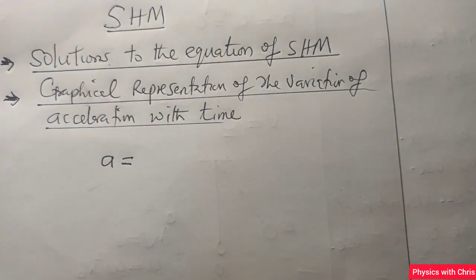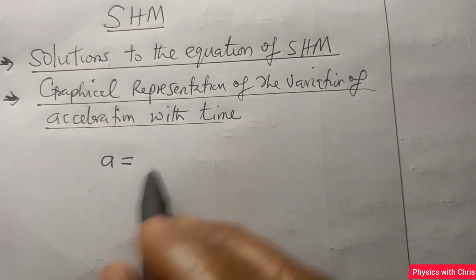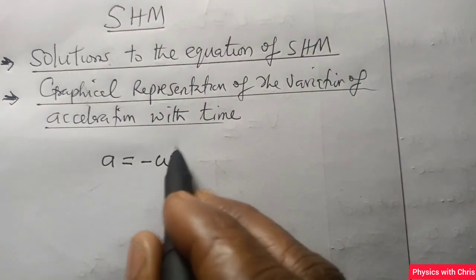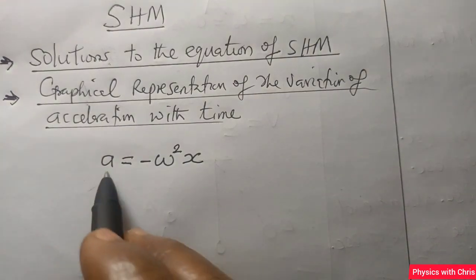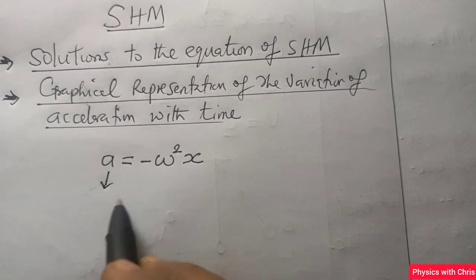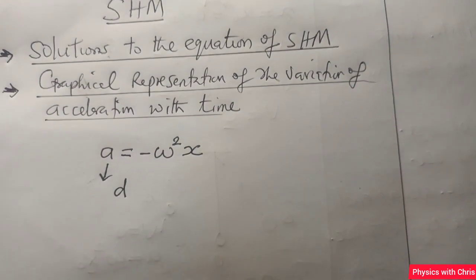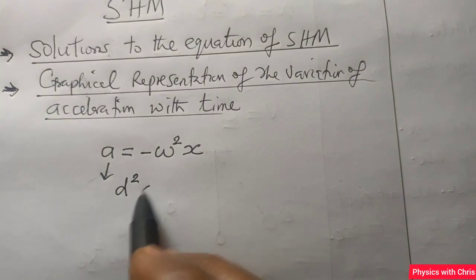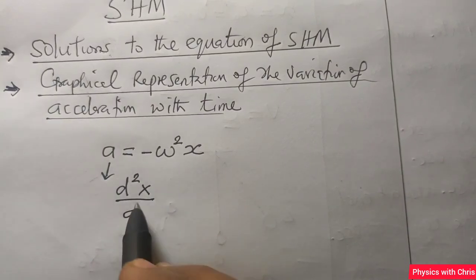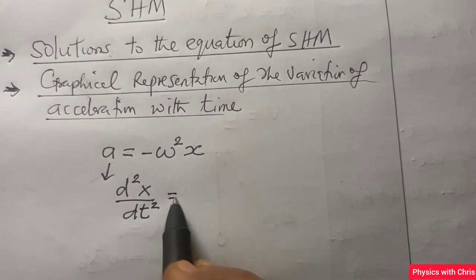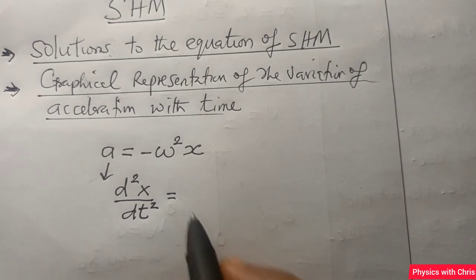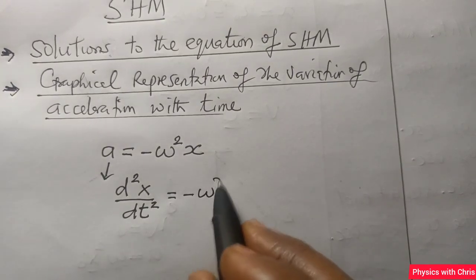The acceleration of a body in simple harmonic motion is given by minus omega squared multiplied by the displacement of the body. And in calculus, this acceleration can be written as the second derivative of the displacement with respect to time t, that is d squared x over dt squared. That is another expression for acceleration in calculus. That's also equal to minus omega squared x.